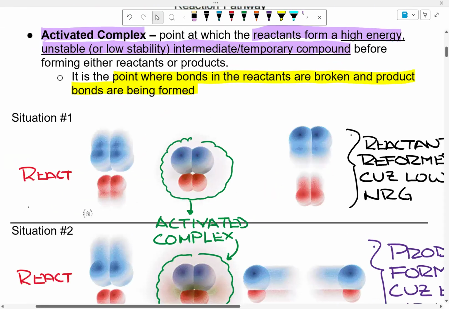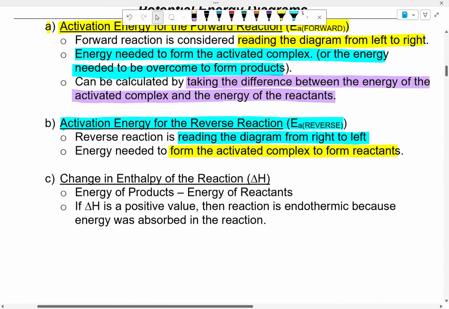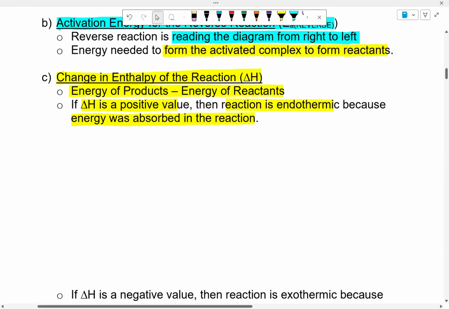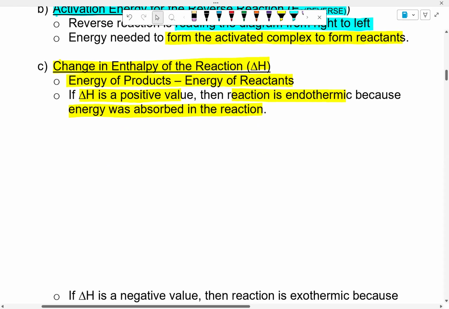Okay. Now, the last thing I want to talk about here is something called a change in enthalpy, or delta H. So in this case, the change in enthalpy of the reaction, delta H, is the energy of products minus the energy of reactants. And if delta H is a positive value, then the reaction is considered endothermic because energy was absorbed in the reaction. Now, you folks were exposed to this back in grade 11.